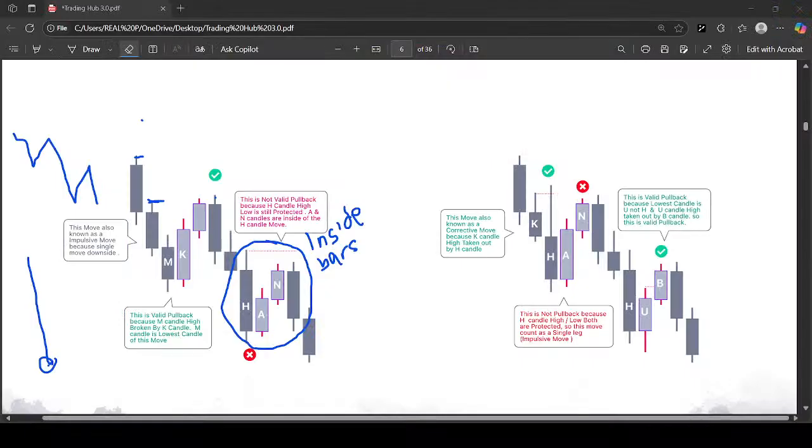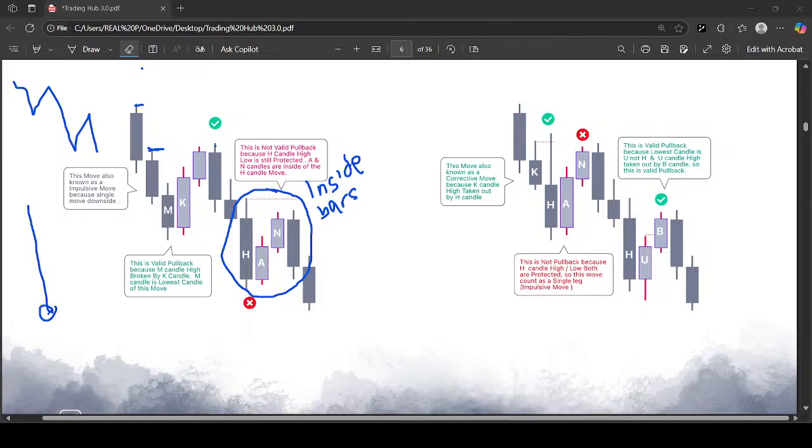Looking at this markup at candlestick level, how do we identify a real pullback? So we have our first candle here, then we have the K candle. Now the K candle has formed the lowest low, right? The lowest point of this impulsive move, and this is a high point, not the highest point anyway, but this is the lowest point that's formed by the K candle. Now the H candle comes in, took out the lowest point, which is K, and also takes out the high point of K, right? The H candle has taken out the high point of K.